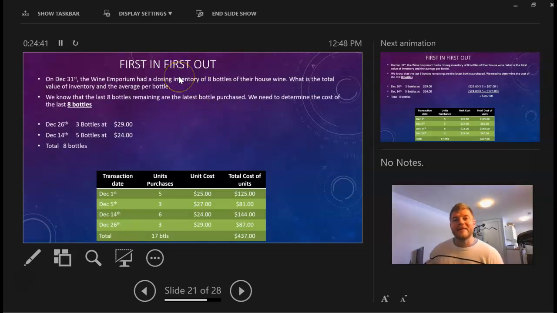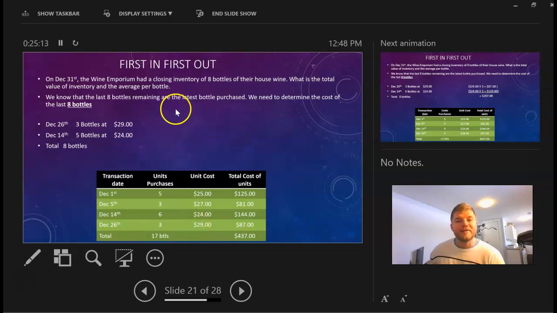So this is the kind of thing that we might ask you. On December 31st, we have a closing inventory of 8 bottles of their house wine. What is the total value of inventory and average per bottle? We know that the last 8 bottles remaining are the latest bottles purchased. We have 4 different purchase dates, the same graph that we looked at before: December 1st, 5th, 14th, and 26th, and then all the different amounts of units purchased and their prices.